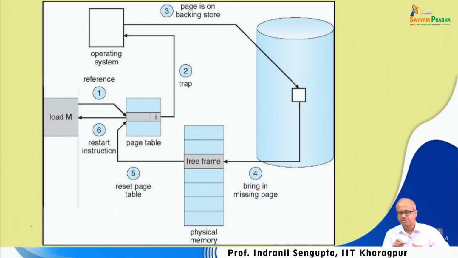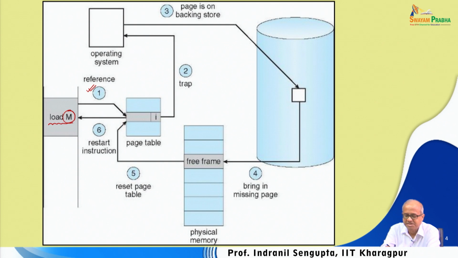Fine. So, pictorially we are showing the same thing here. Let us say here on the left we are showing a process. Let us say the process is executing an instruction, load some memory location M. This M corresponds to a memory location. So, whenever the CPU is trying to read from that memory location, again there will be a page number and an offset. With that page number, this is the step 1.